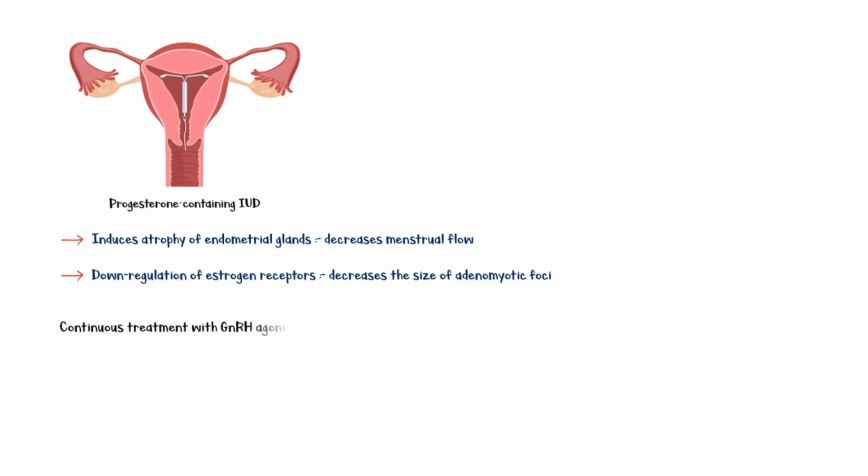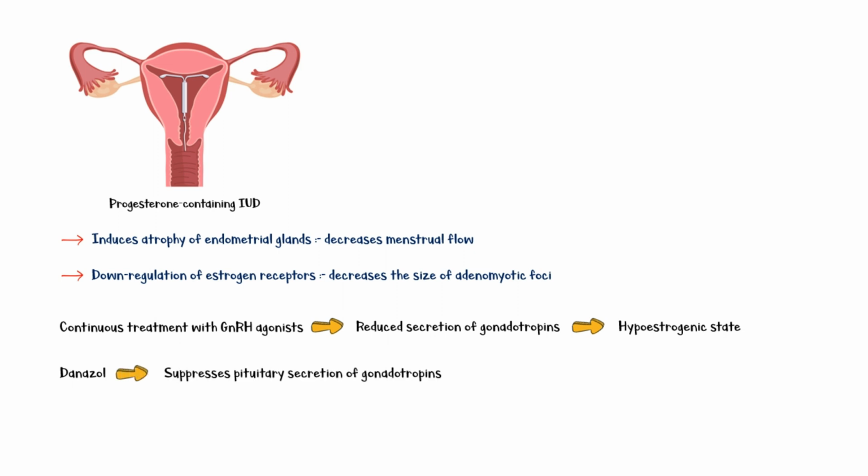Other treatment options include continuous treatment with GnRH agonists, which reduces the secretion of gonadotropins, inducing a hypoestrogenic state. Danazol, which suppresses the pituitary secretion of gonadotropins. And aromatase inhibitors, which inhibit the conversion of androgens into estrogen.